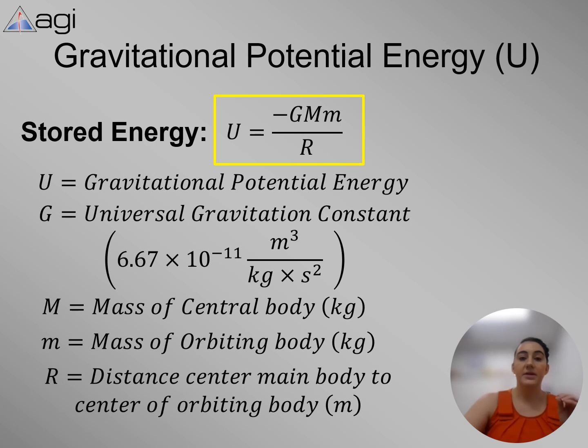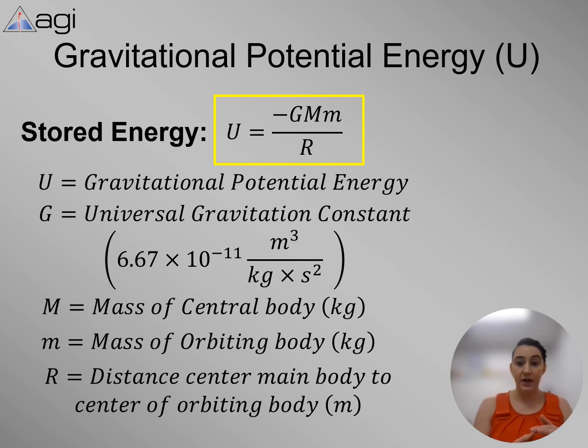What we really need to talk about is the gravitational potential energy, which we define as U. So when we're looking to calculate stored energy, U is equal to negative GMm over r. Now, that means that U is the gravitational potential energy. That capital G is the universal gravitational constant. For Earth, that is the constant that you see underneath there. Okay, that's our universal gravitational constant.